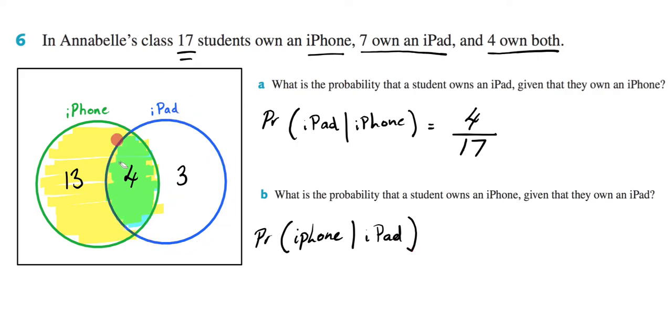Can I rub this out? Look at that. That's pretty good.